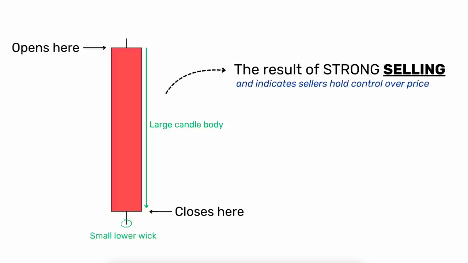This is the result of strong selling. We've seen uninterrupted selling, which has driven the market down over whatever specified period of time this candle is representing. It indicates that sellers, at this point in time, hold control over price in the market. So these strength candles always need to have small wicks and large candle bodies, because what we're seeing here is an uninterrupted phase of buying or selling where the resistance from buyers or sellers against the trend simply wasn't strong enough to slow the market down.